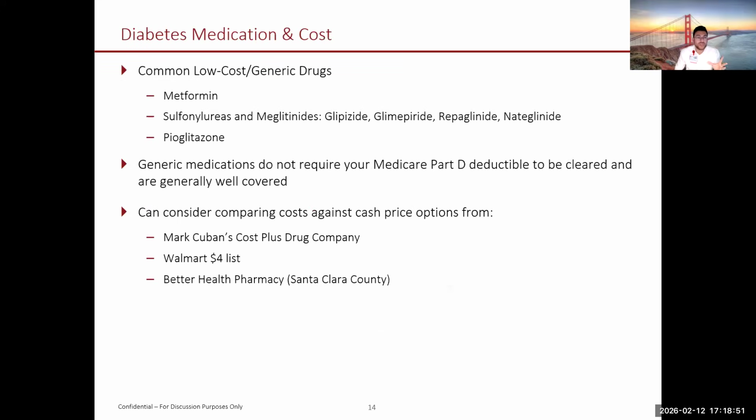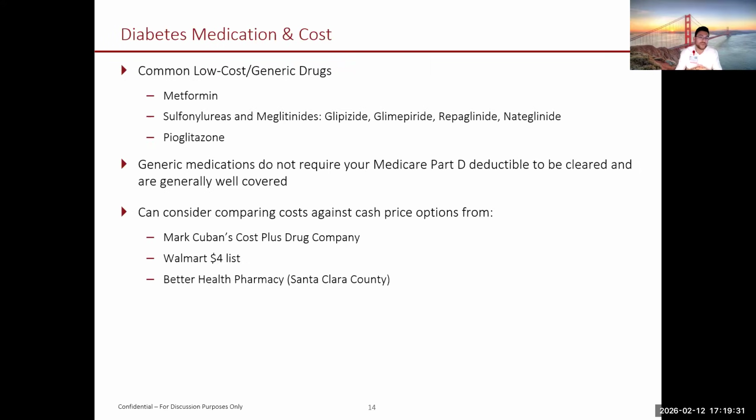So diving a little bit deeper into the low-cost generic options, the three that we saw: metformin, pioglitazone, and the sulfonylurea class, things like glipizide and glimepiride. These medications are generic, and so they do not require you to pay your deductible, which is why, if these are the medications you use, you know they're generally very well covered, generally considered affordable. There's no surprise bill at the beginning of the year because of a deductible phase. And so there's usually not much issue with these medications when we think about getting them covered under the pharmacy.